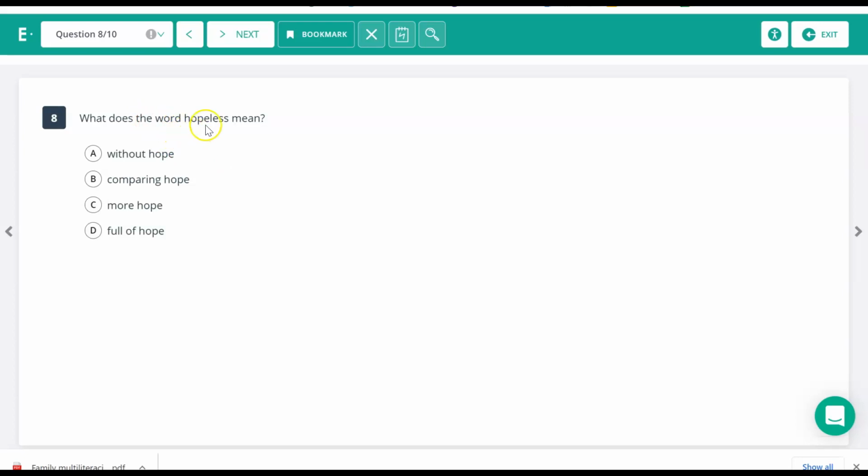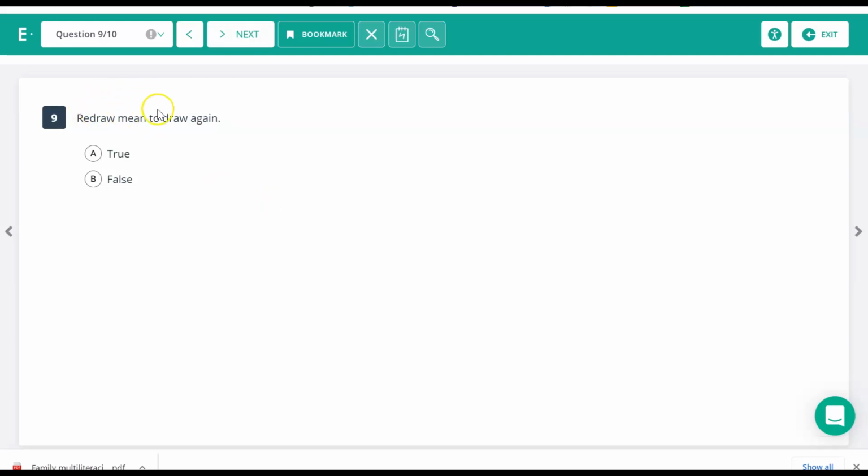What does the word hopeless mean? Well, I know what hope means. It means that you are looking forward to something, you're hoping. Less means without. Less means without. So hopeless means without hope. Choose without hope and then click next.